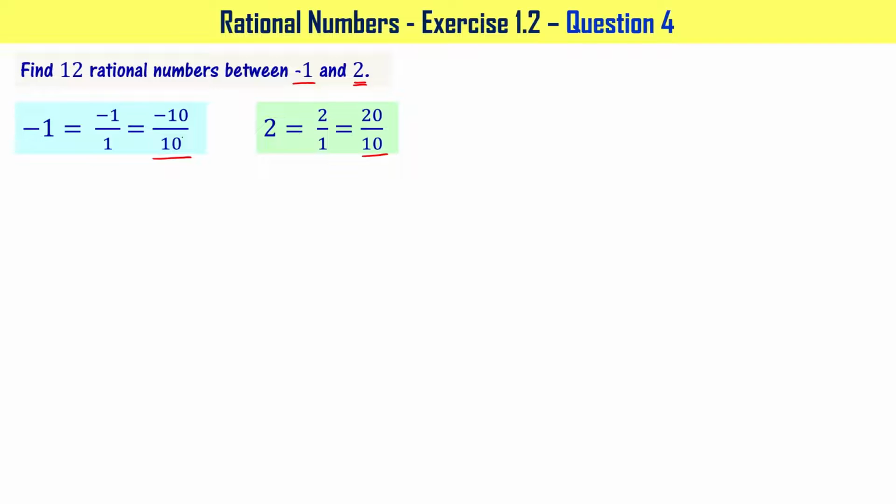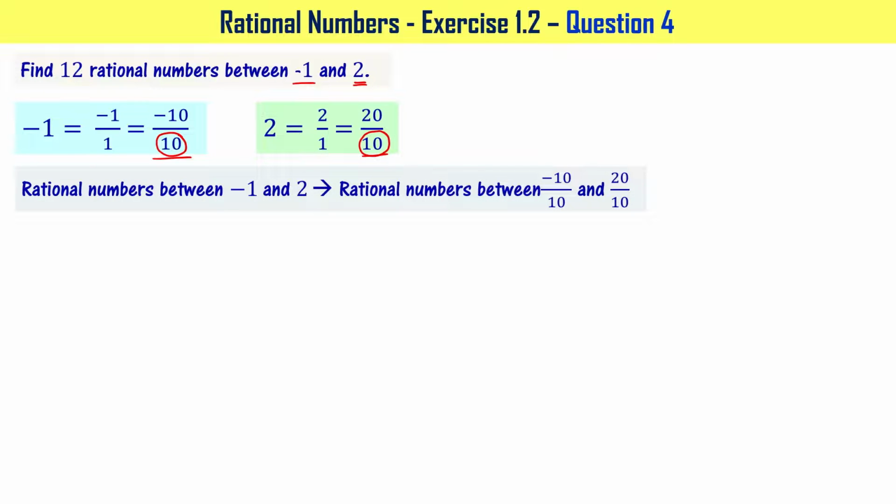Now look at this, the denominator in both the cases is 10. Please take a note of this. This is important. The denominator has to be the same to make the situation fairly simple. Now, can I say that the rational numbers between minus 1 and 2 are the rational numbers between minus 10 by 10 and 20 by 10, right? For example, if I write rational numbers between minus 10 by 10 and 20 by 10, they are essentially in between minus 1 and 2. That is the idea, right?